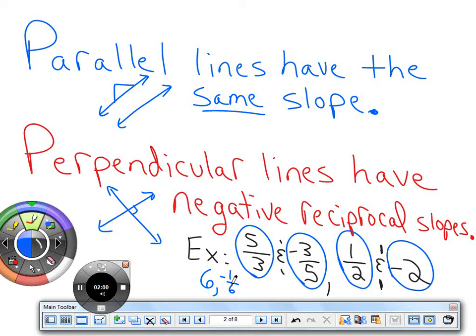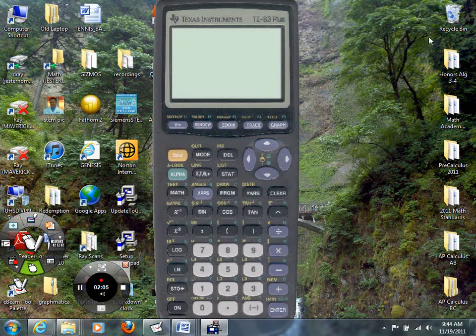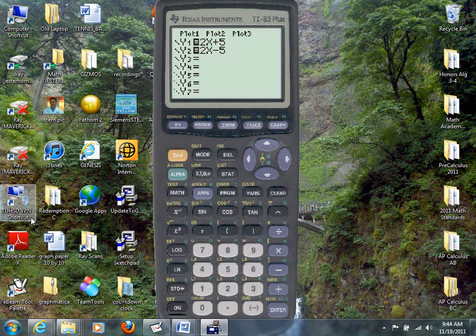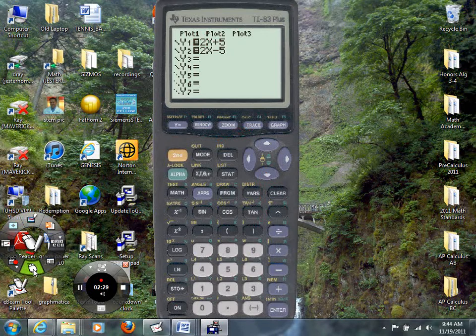Alright, I just want to show you a tiny bit with the calculator. If I graphed a couple of lines, these are the two lines that I graphed, y equals 2x... my calculator froze up for a second. Okay, there we go. So y equals 2x plus 5 and y equals 2x minus 5. You can see the slopes there.